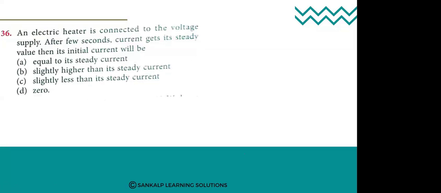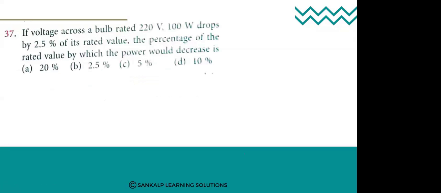So the initial value has a difference from the steady current. So the initial current will be more than the steady current value, okay, when it is connected to the voltage supply. Next question.